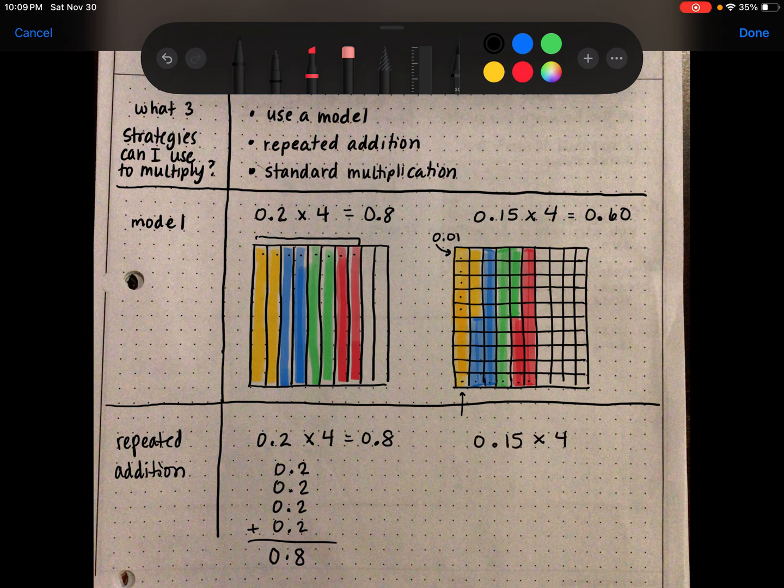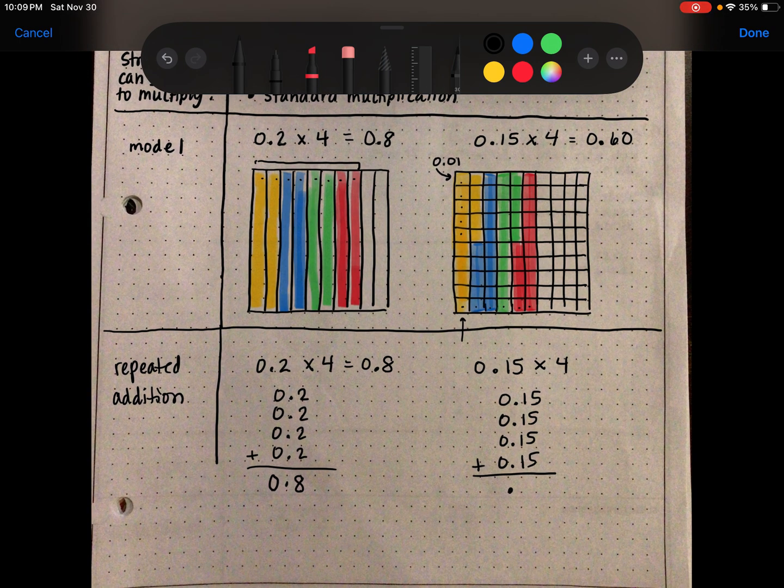I can also use repeated addition for the hundredths problem above, 0.15 times 4, which is 15 hundredths 4 times. So if I set that up, 0.15 plus 0.15 plus 0.15 plus 0.15, I'm doing it 4 times. I bring my decimal down, and now I just add 5 plus 5 plus 5 plus 5, which is 20. Keep the 0, carry that 2 to the next column.